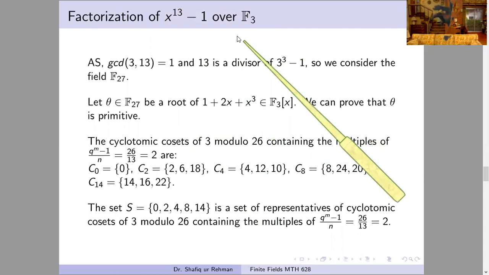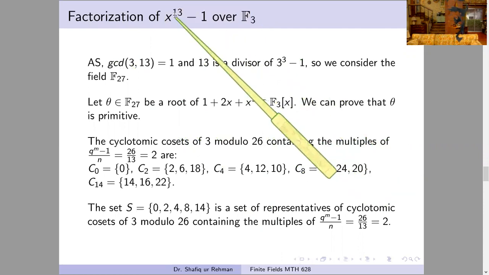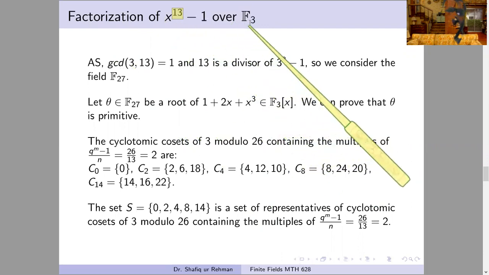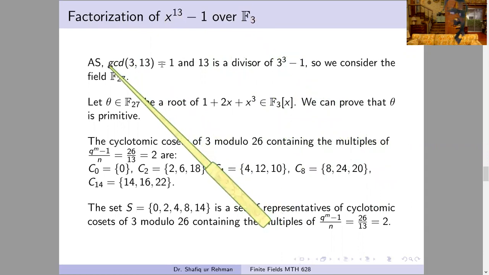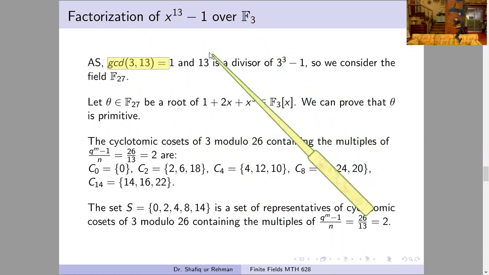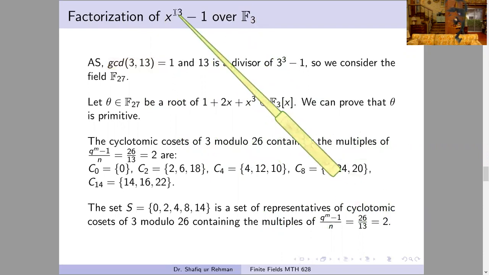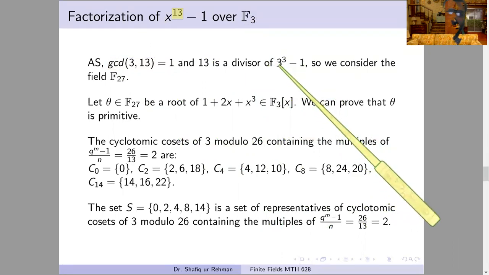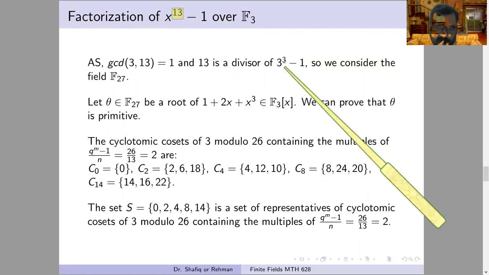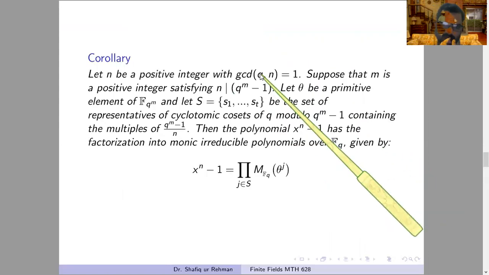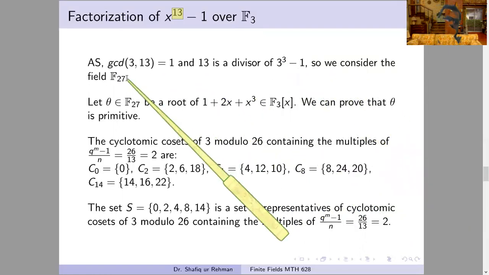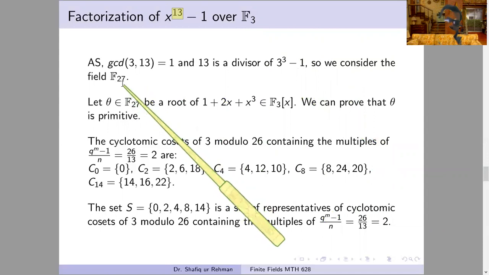This is our purpose. First of all, this is our n according to the previous corollary. n should be relatively prime with this number 3, and this is true. Now we choose some power m such that 13, this n, divides q^m minus 1. Q is 3. So we notice that 13 is a divisor of 3^3 minus 1. So according to the previous corollary, our m here is 3. So we consider the field F_{3^3}, that is F27.